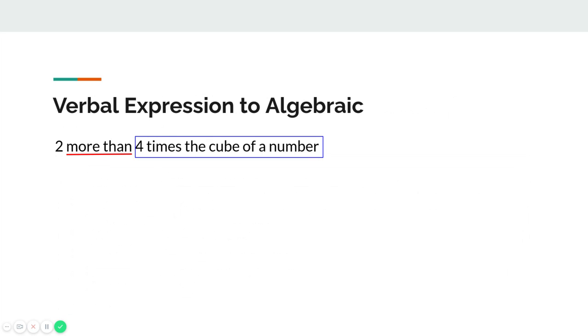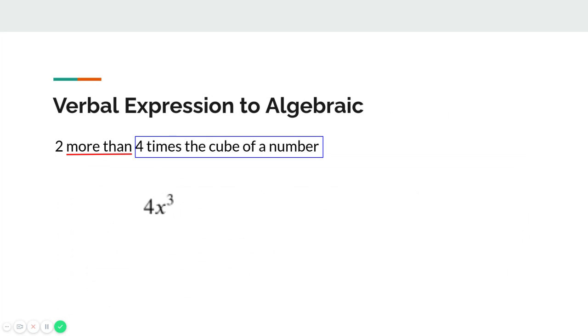So I'm going to break that box down. 4 times. So I'm going to use the number 4 times, and then I'm going to go with the variable, and I'm going to pick a random variable, and the most common variable that we use in algebra is x. And cube is referring to the third power. So I've got that whole box, 4 times the cube of a number, written algebraically.